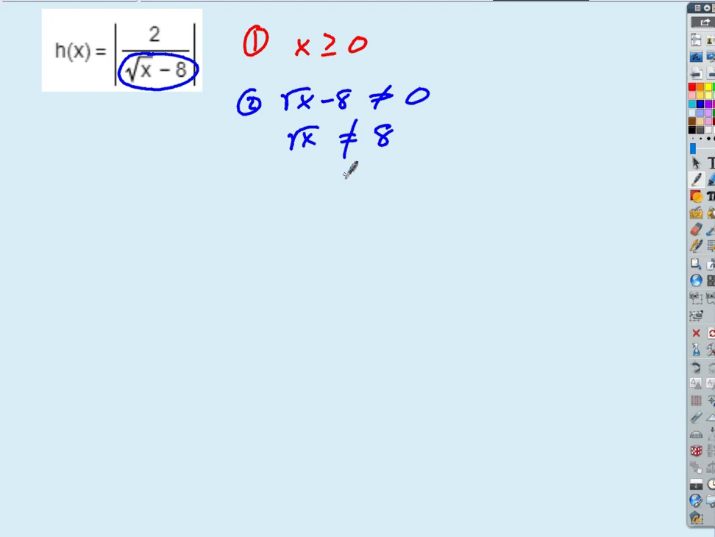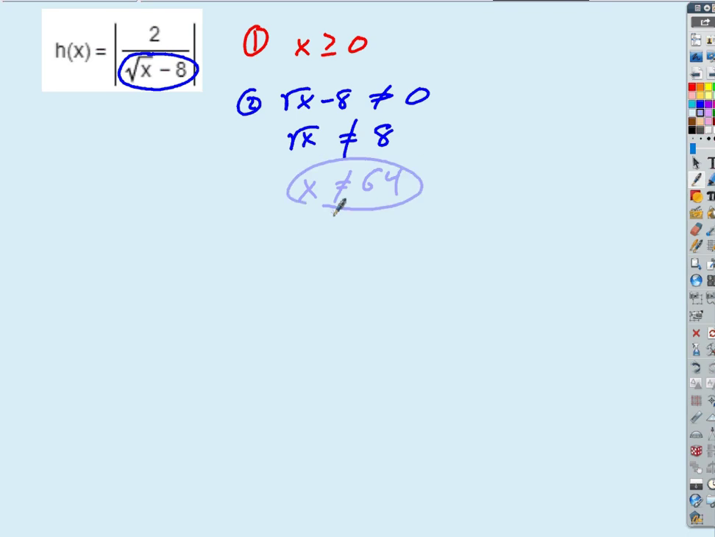Cannot equal works just like equals. Now, how do I solve a radical equation? Square both sides. But if I square both sides, I have to be careful, because I might introduce extraneous solutions. So I end up with x equals 64. If I plug that back in, does it work? The square root of 64 is 8. Yes, it does work. So x cannot equal 64 is one solution.